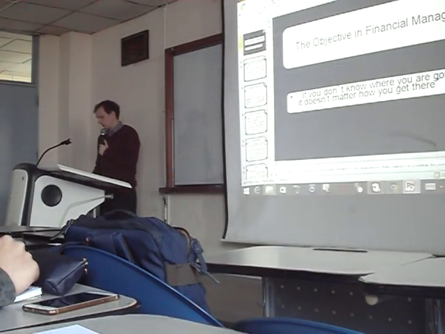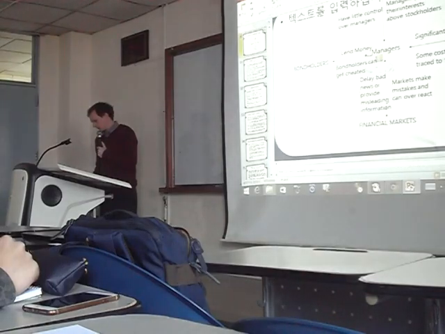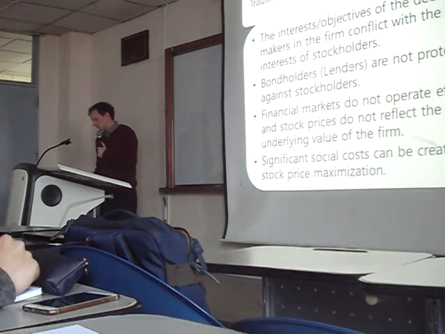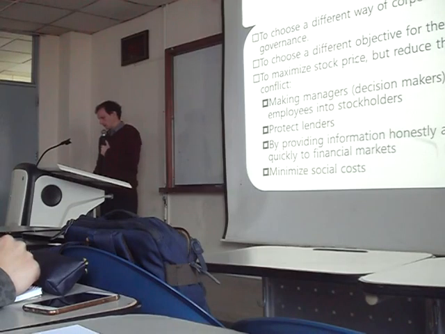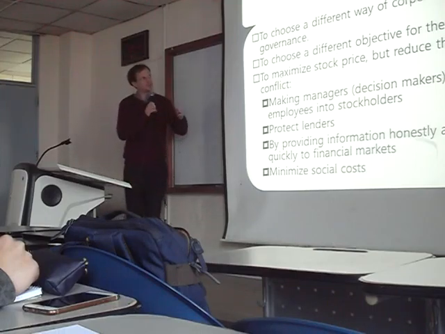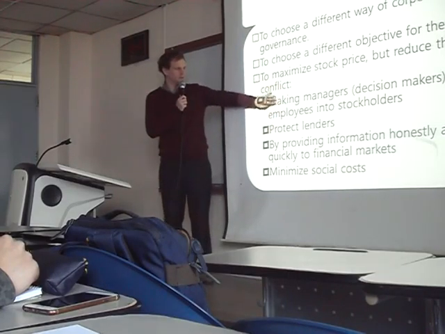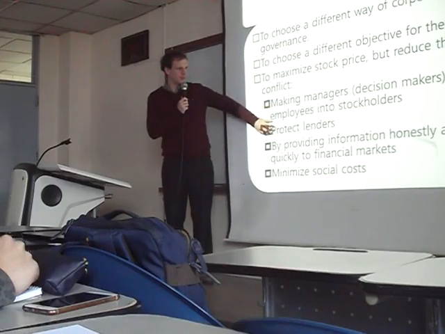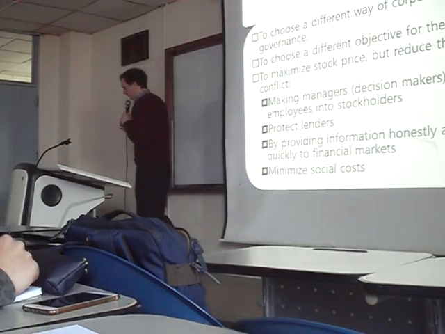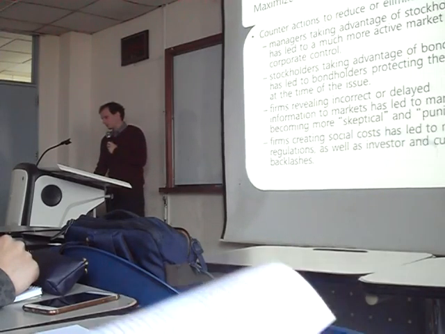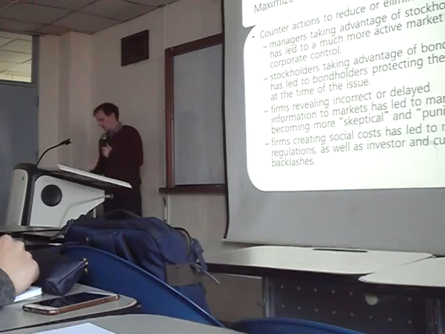So that's where we finished. So we were going to discuss these things. So to get some solutions, we can choose a different way of doing our corporate governance, a new way, like we already saw some suggestions. But as well as doing corporate governance, we also suggest this, to reduce the conflict here for the stockholders, the lenders, the financial markets, and the social society.